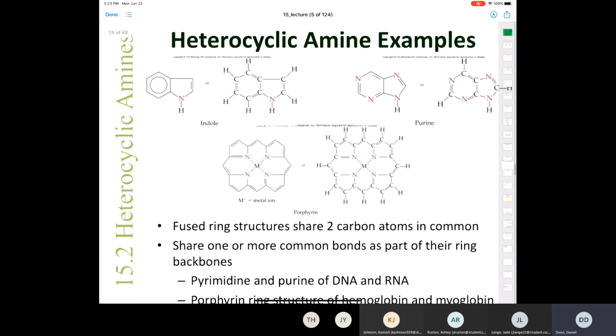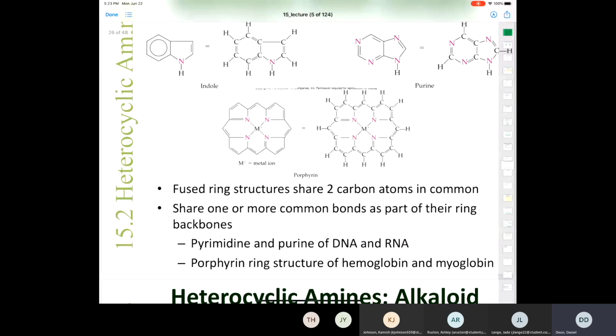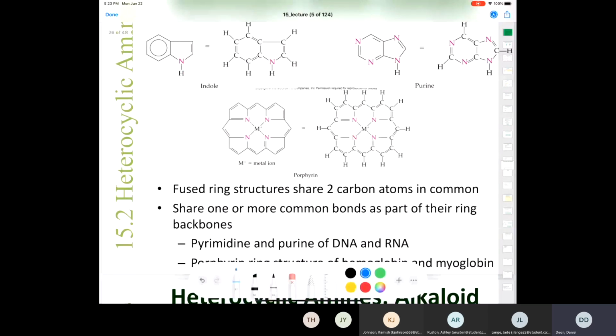Here are some other examples of heterocyclic amines, and these ones have more than one ring. For example, indole and purine. I worked in indoles for a number of years. We used to have a saying in the lab, you're not a real chemist until you've done indole chemistry, which is very complex. And purine is also a nitrogenous base found in DNA and RNA.